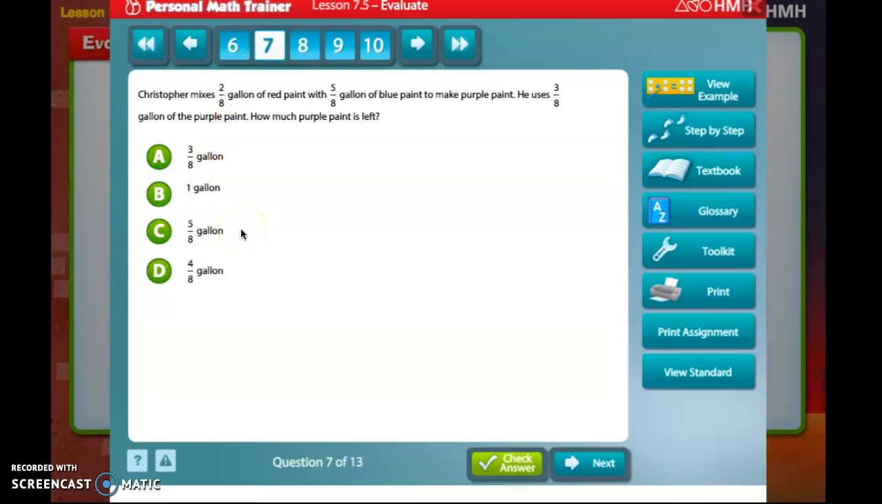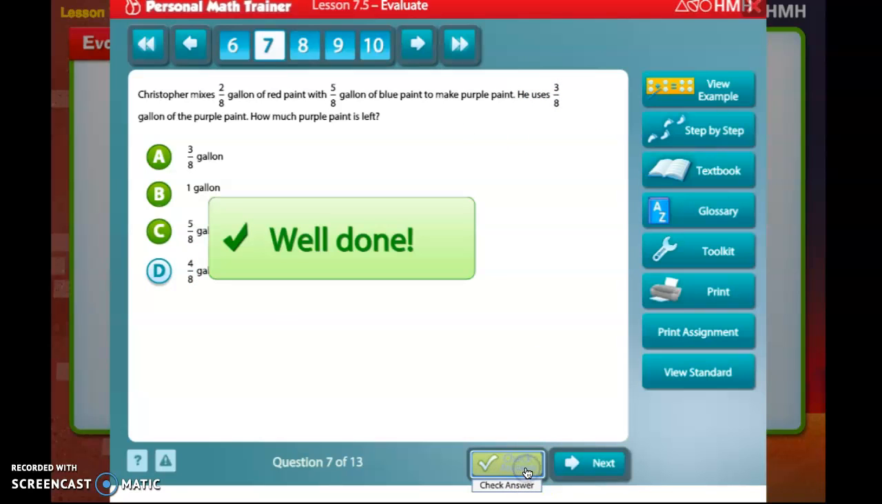I like to stop at a few questions to help you guys out. So let's look at this one. Christopher mixes 2/8 of a gallon of red paint and 5/8 gallons of blue paint to make purple paint. He uses 3/8 gallon of purple paint. How much purple paint is left? So what I'm going to do first is add 2/8 and 5/8. I know I could just add the top, my numerator. So 2 plus 5 equals 7. So that means I have 7/8 gallons of paint. If he uses 3/8, I'm just going to subtract 7 minus 3, which equals 4, and my denominator stays the same. Check answer and move on.